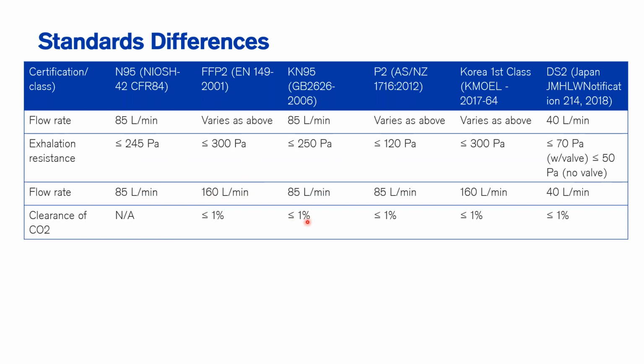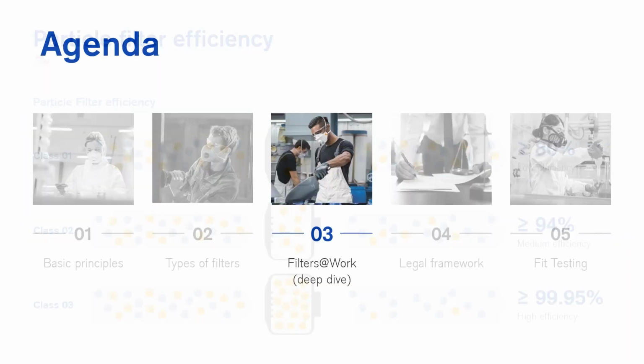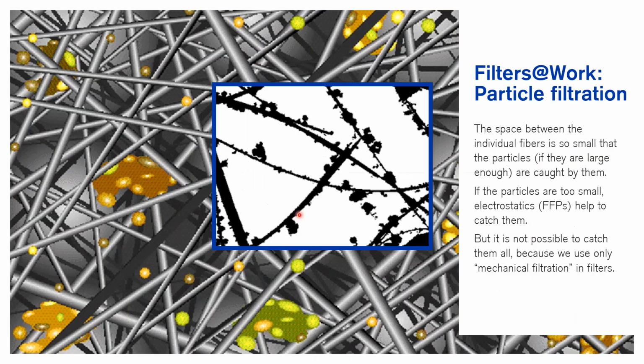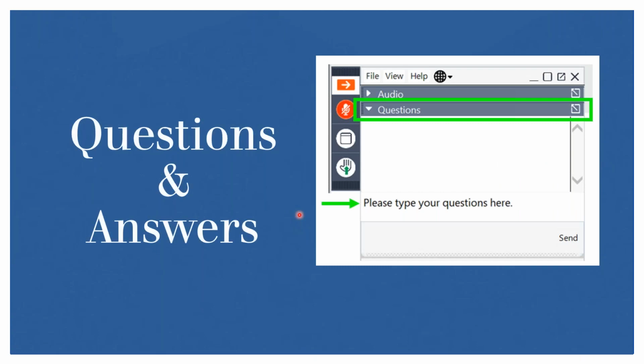Additionally, for KN95, they test for the clearance of CO2, to ensure that no more than 1% of CO2 is built up inside the mask, to ensure the comfort of the user at most times. So that is the key difference between KN95 and N95. But in view of the rest of the general properties, both are pretty much similar in terms of testing.